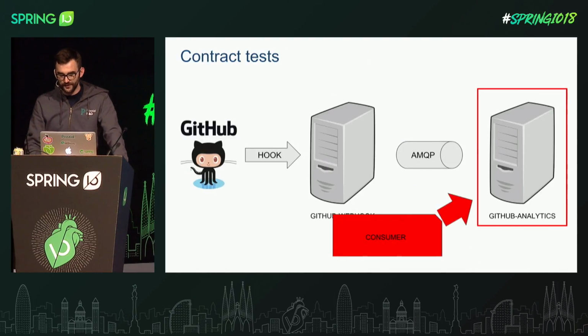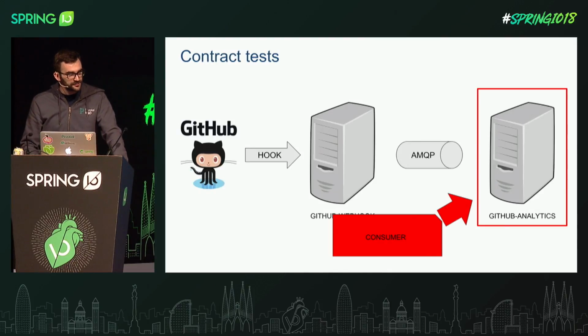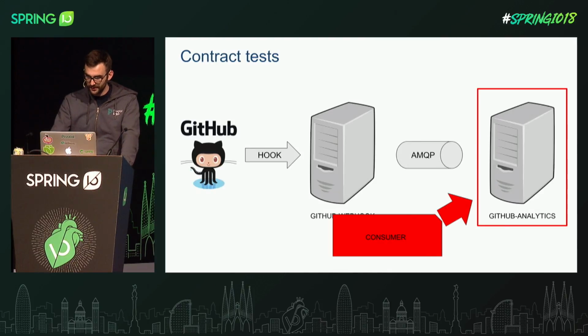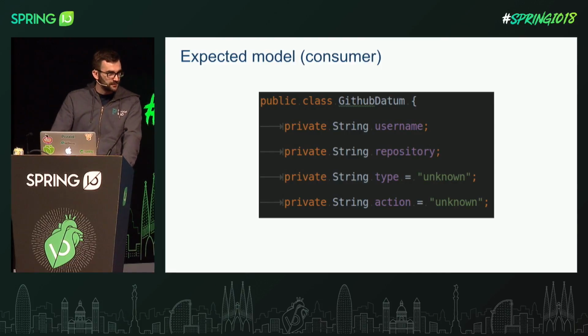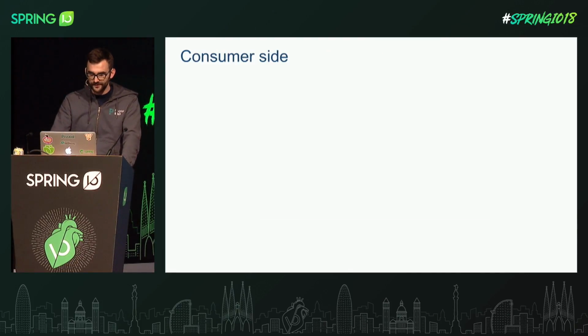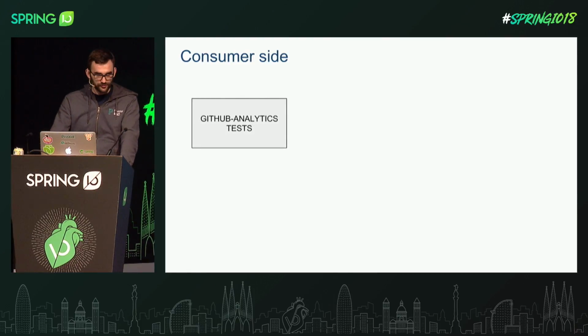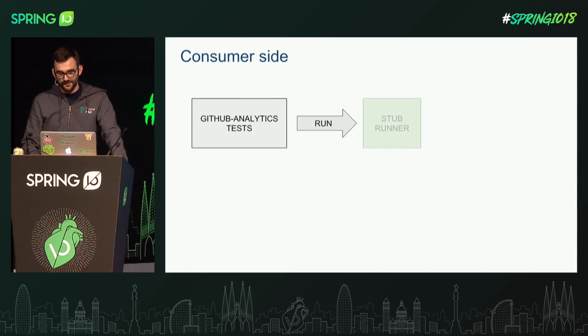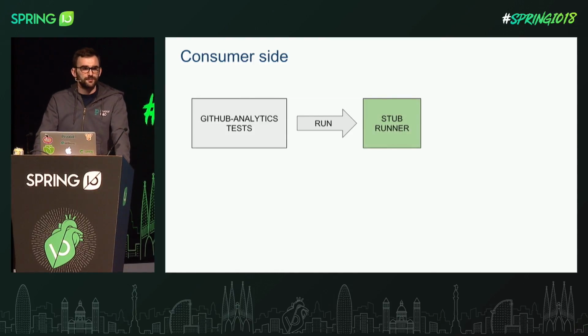So now we have the consumer, GitHub Analytics, that listens to the messages coming from the AMQP queue. We have a POJO that describes the payload of the message, username and repository. And now we have the tests of GitHub Analytics, right? So the consumer. We run the tests, and Spring Cloud Contract has a component called stub runner. Believe it or not, it's running stubs.